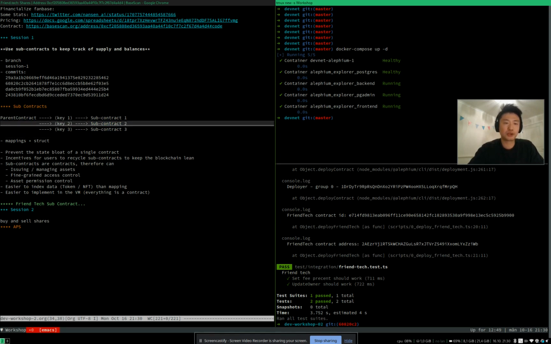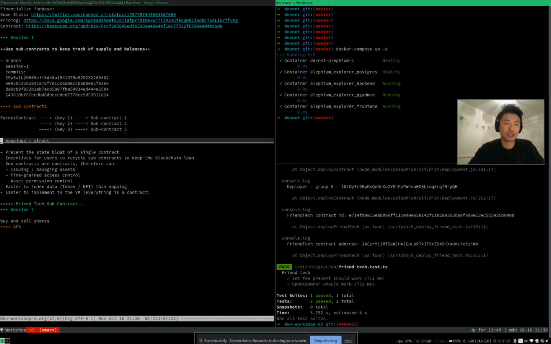And because a subcontract is just a contract, you can use it to store multiple values. So naively, you can view this as a replacement for a mapping and a struct. By the way, struct will actually be supported in Graph in the future.